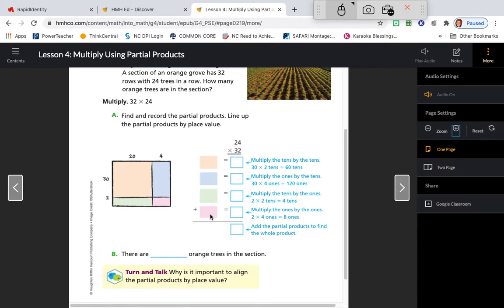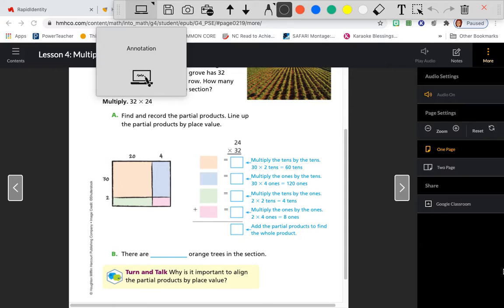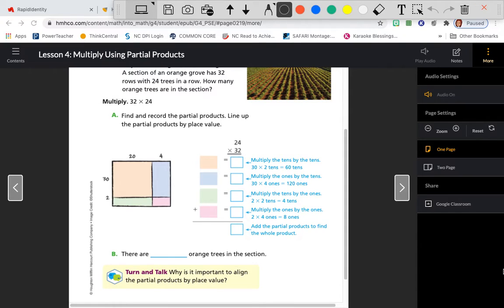All right, so let's just jump right in. So our equation is 24 times 32. So 24 times 32. So first thing we're going to do is multiply the tens by the tens. So we're going to say 30 times 20. Another way to read that is 30 times 2 tens.